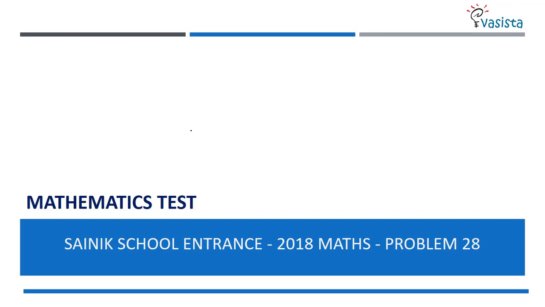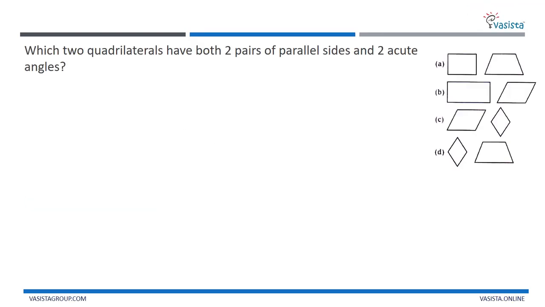Fine. Problem number 28. Let us start solving this. Which two quadrilaterals have both two pairs of parallel sides and two acute angles? So now they have mentioned quadrilaterals, in the sense that it has four sides.